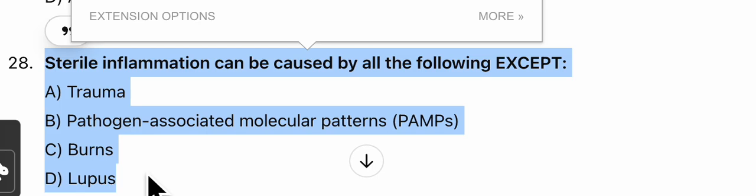Sterile inflammation can be caused by all the following except A. Trauma. B. Pathogen-associated molecular patterns, PAMPs. C. Burns. D. Lupus.